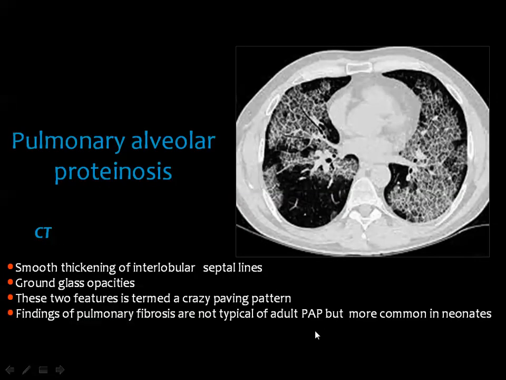Then, if you look at the CT scan, you see the classic appearance of the crazy waving pattern, which is in the form of hexagonal opacities containing ground glass areas together with areas of the lung showing normal density. A smooth thickening of the interlobular septal lines with ground glass opacities will produce this classic appearance, which is known as the crazy waving pattern. Pulmonary fibrosis is not typical for the adult type, but is more commonly seen in neonates.